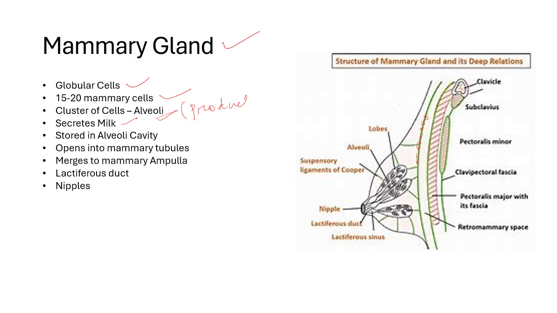It is the production site for the milk. They secrete milk, and the alveoli cavity mainly stores the milk. This alveoli structure has a cavity-like structure. They hold the milk. Now these alveoli cavities open into mammary tubules.